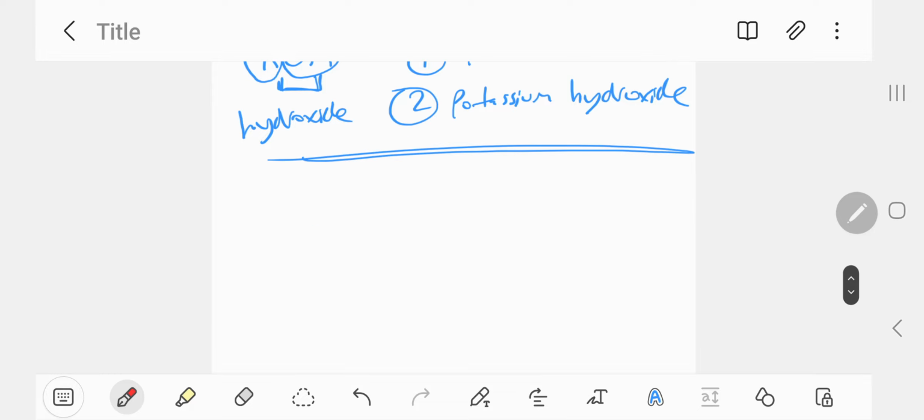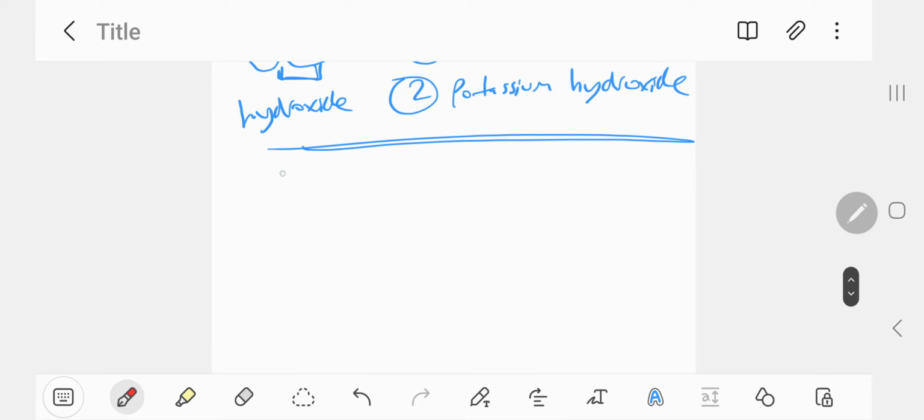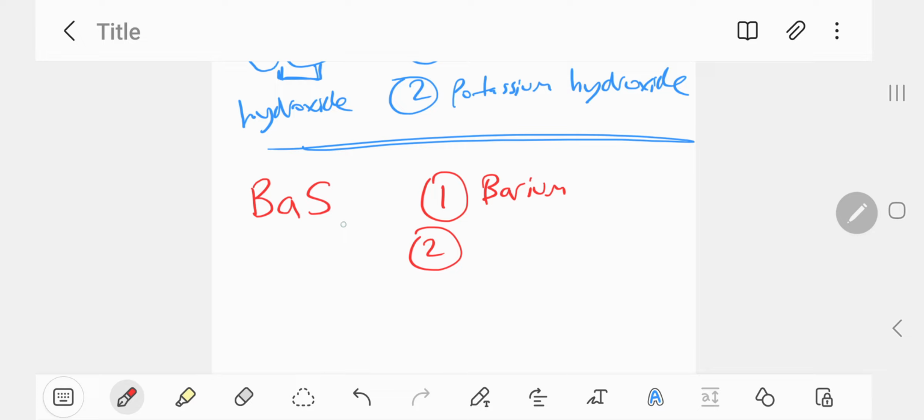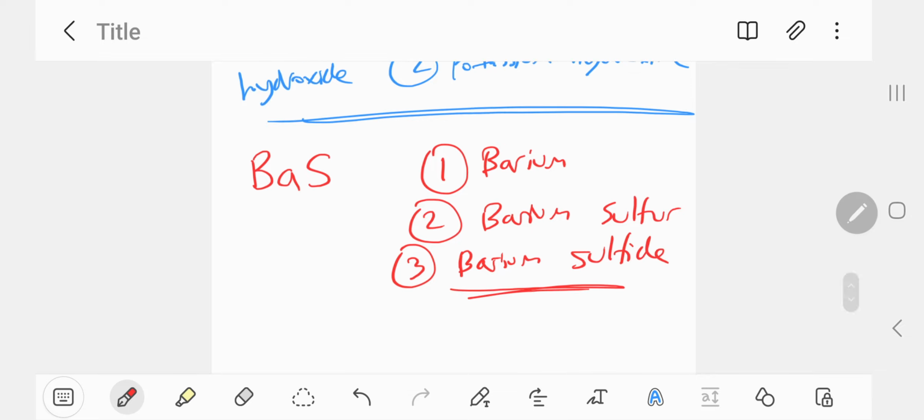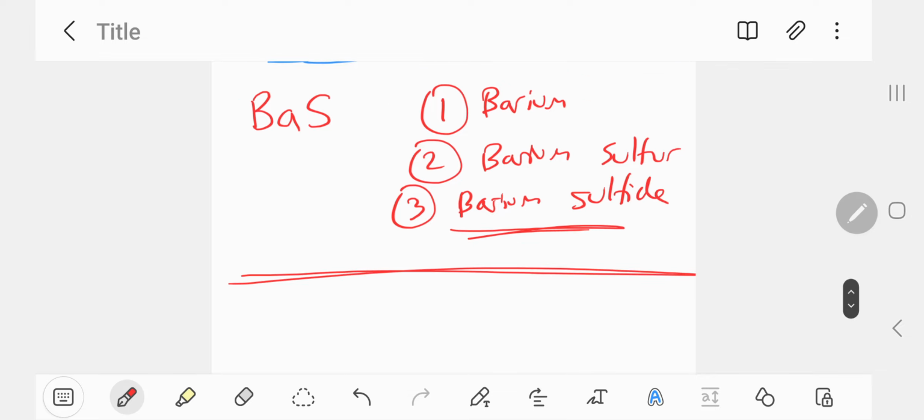We'll do one more. Actually, we'll do 2 more. Let's do barium sulfur. BaS, so barium is the name of the metal, step 1. Step 2, the non-metal is sulfur, so barium sulfur. Step 3, this becomes barium sulfate. My apologies, sulfide. You have to be careful here with the names. Barium sulfide.